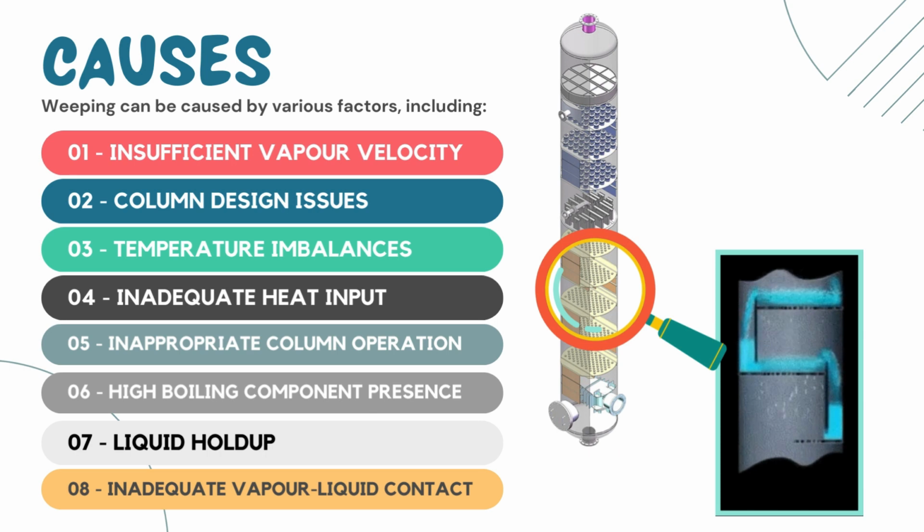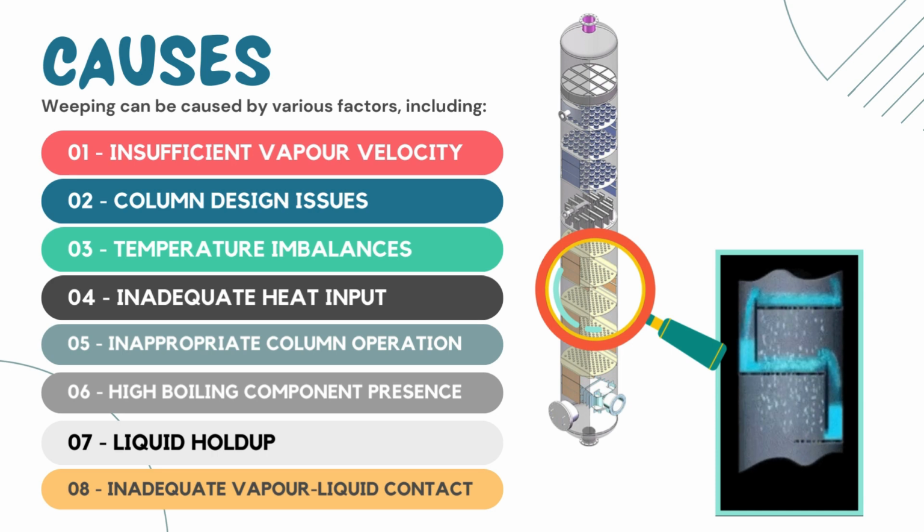Okay? Guys, the second factor which causes weeping in a distillation column is column design issues. Talking about packing or tray design, the choice of packing material or tray design in the distillation column can impact the efficiency of vapor-liquid contact, and poorly designed or inappropriate packing can also contribute to weeping. And guys, talking in terms of column diameter and height, improper sizing of the column in terms of diameter and height can lead to issues such as inadequate vapor distribution or even uneven temperature profiles and increase the likelihood of weeping.